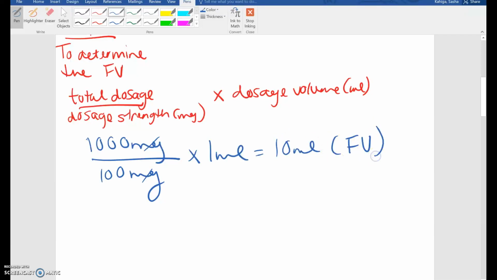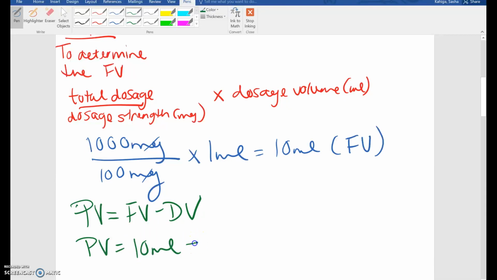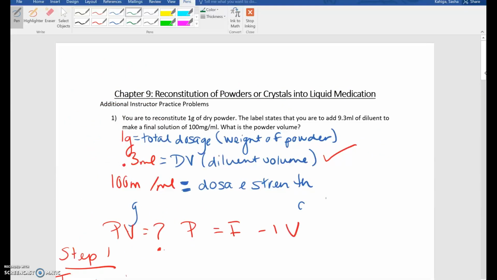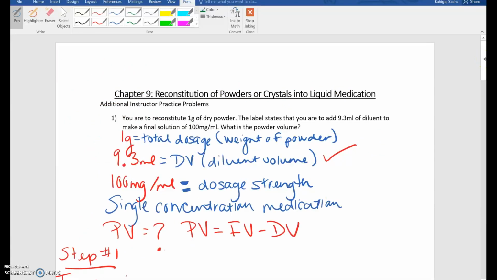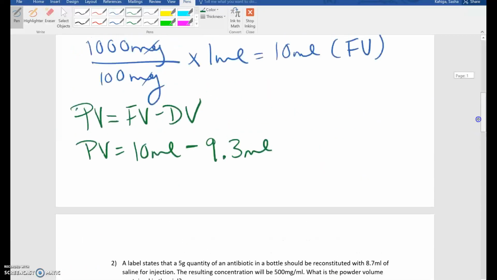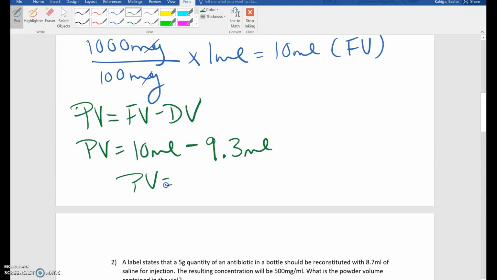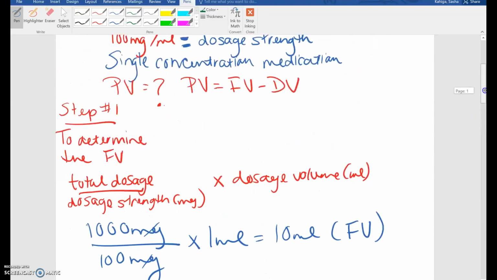You just calculated your final volume. Now you can solve the problem. PV equals FV minus DV. The final volume is 10 milliliters. The diluent volume that was added to the container was 9.3 milliliters. Let's just make sure we're correct. And we are. If you subtract the two, PV equals 0.7 milliliters.